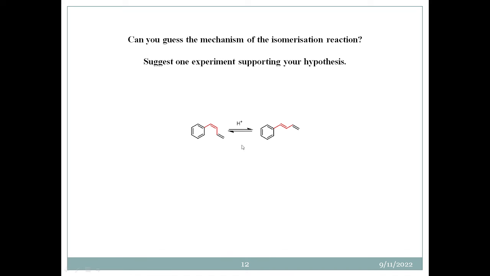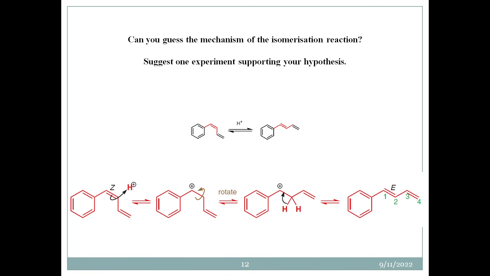Okay, so this reaction is also again interesting. You see there is a red colored cis double bond, and in the presence of H plus, it isomerizes to the more stable trans double bond. Now the question is, what is the mechanism? How do you know that this is the correct mechanism? So you see, imagine I propose this mechanism. What will happen in the first step? The alkene will attack an H plus, then there will be carbocation formation.